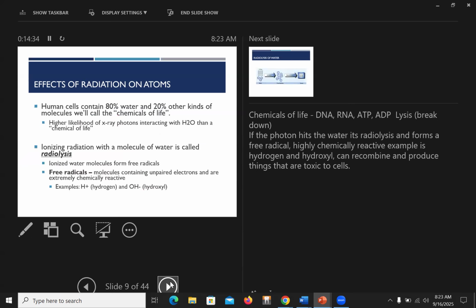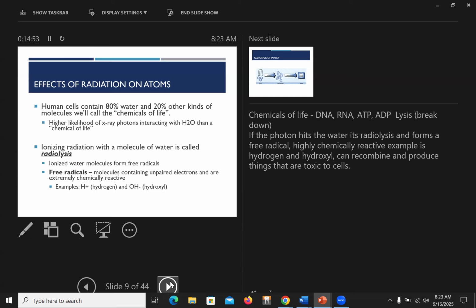Okay, diving a little bit deeper into what's happening on the cellular level. So the effects of radiation on the atom. We're mostly water. You guys have heard that in all your early science courses, right? I've heard 70% water. This says 80% water. I've heard different numbers, but our cells are mostly water.